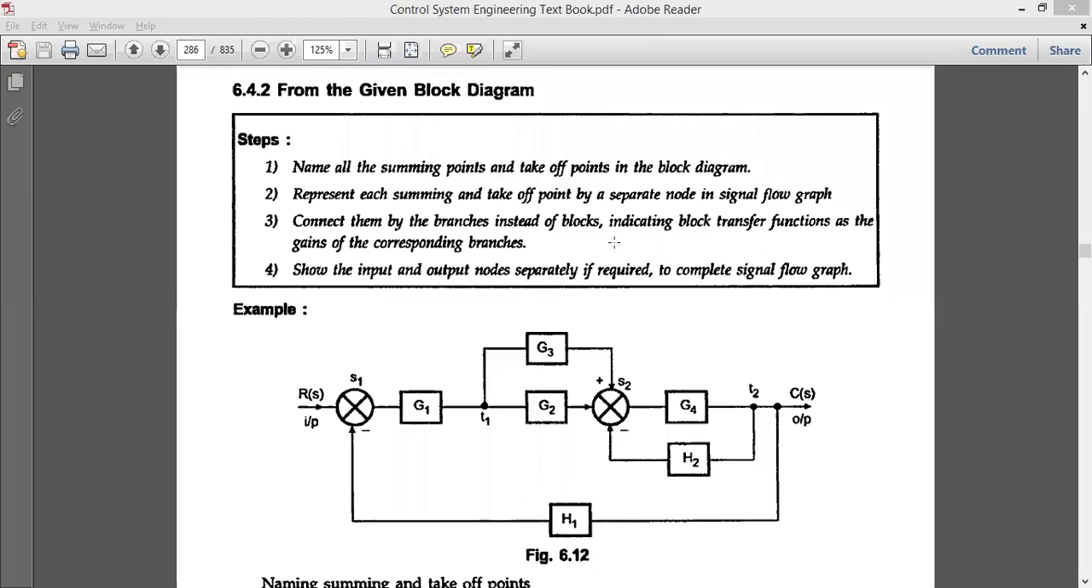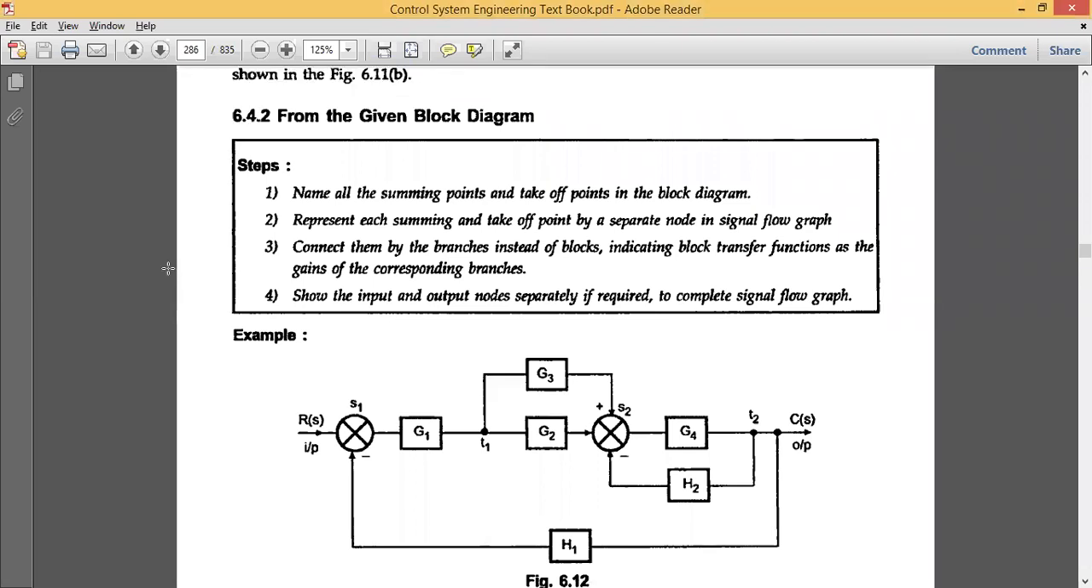Okay. Welcome everyone again to the concept of block diagram. So now we will look at something a bit different, the methodology to draw the signal flow graph for the given block diagram. Okay. So now you have a few more, or some different, steps here to draw the signal flow graph for a given block diagram. Okay, this is a bit different.